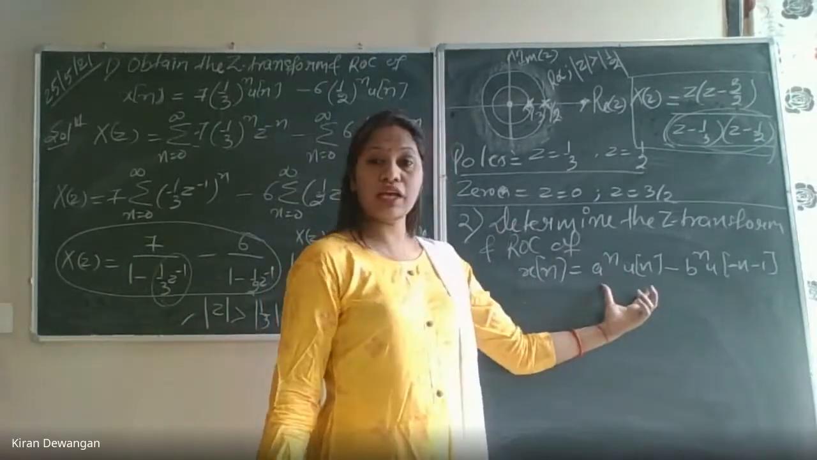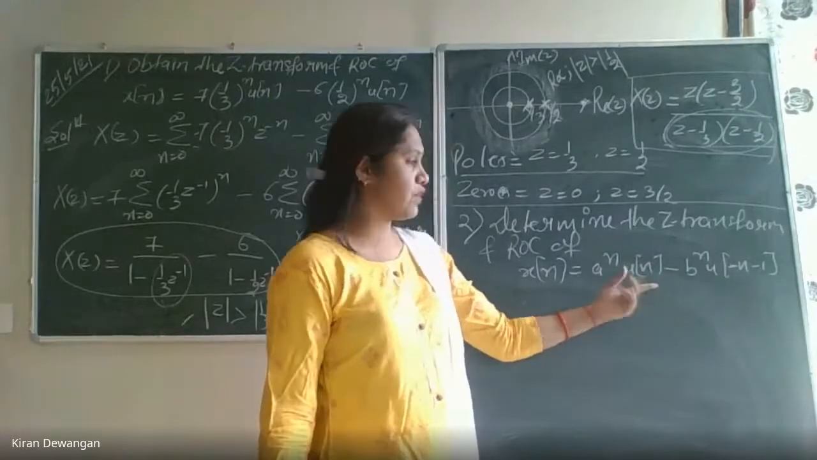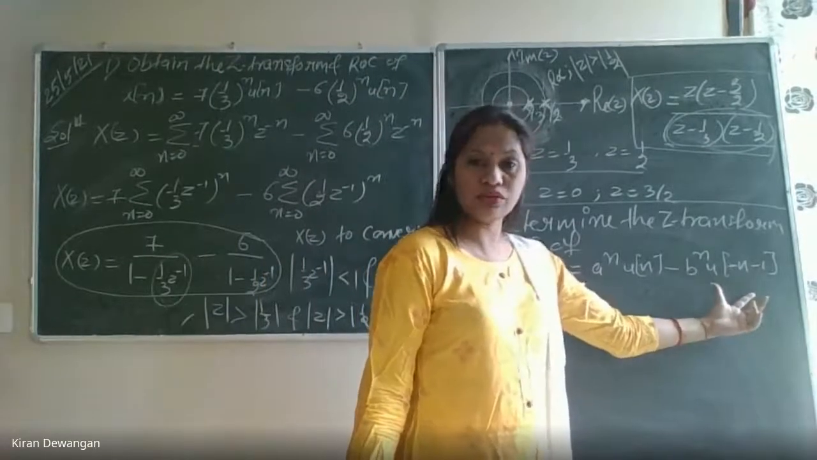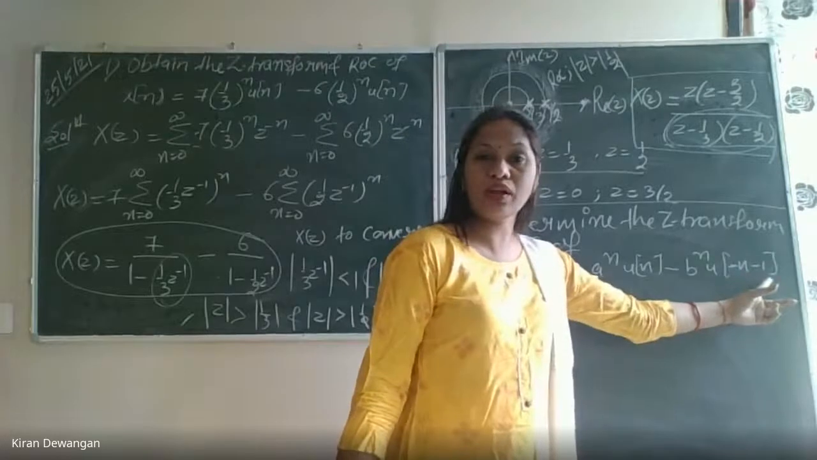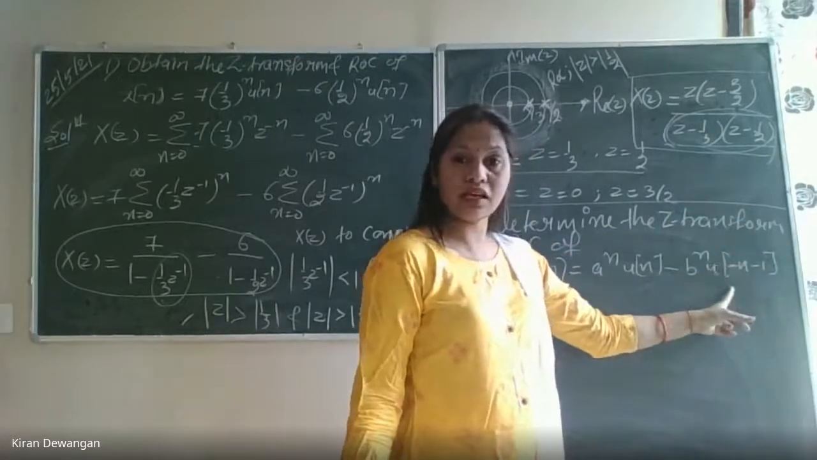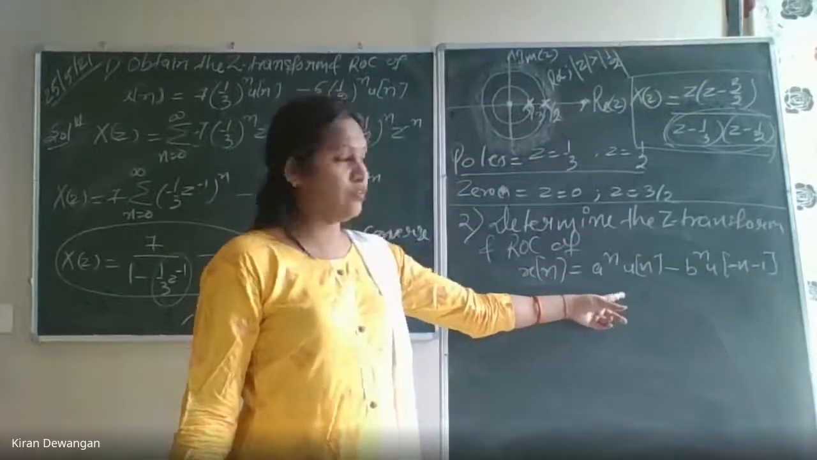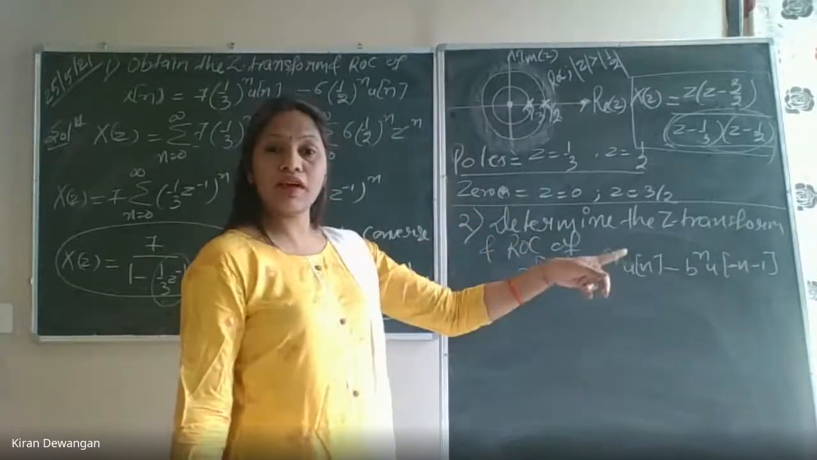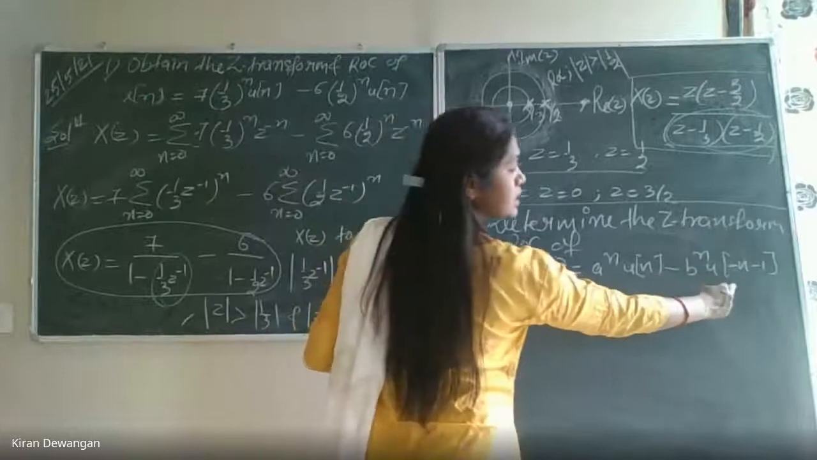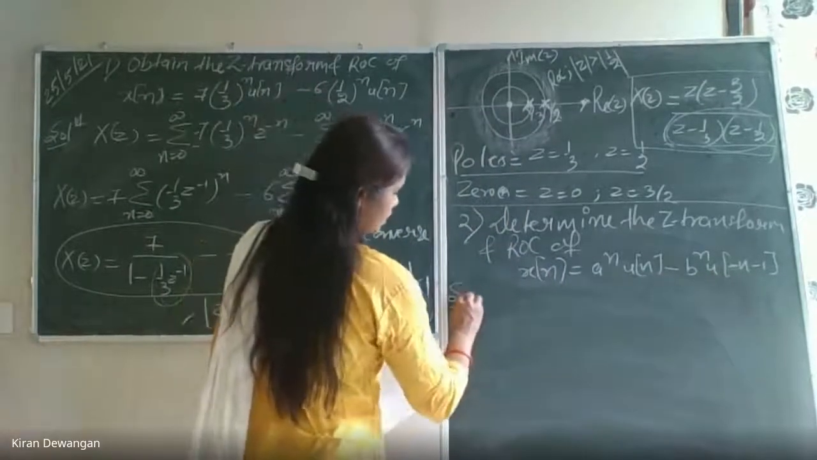The first part is a to the power n u of n. It's a single-sided sequence, ठीक है, that is, it is for positive values of n. The second one is again a single-sided sequence, but it is for all the negative values of n. मतलब u of minus n minus 1 will exist from minus infinity to minus 1, ये कहाँ से कहाँ तक exist करेगा? From minus infinity to minus 1, and the first will exist for n from 0 to infinity. Hence, we'll be getting all the values here. मतलब यहाँ पर this is existing for positive values of n, and this is existing for all the negative values of n. Now let's see how we can solve this question.